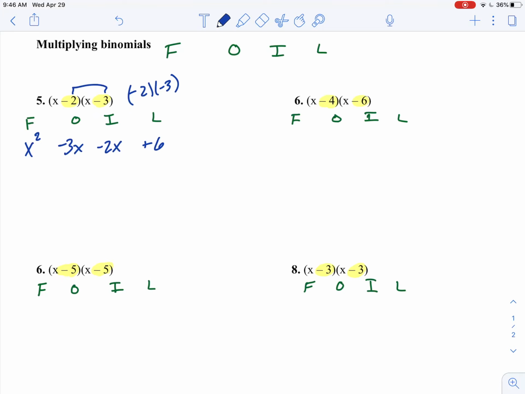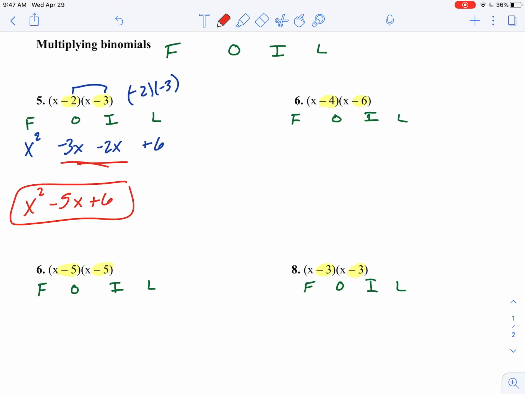So after I've done that, let's combine our like terms. I've got these x's are like terms. So x squared doesn't change. Negative 3 plus a negative 2, or negative 3 minus 2, is negative 5x. So just like we saw earlier, maybe I owe Chandler $3, then I owe him $2 more. I owe him $5 in total, plus 6.